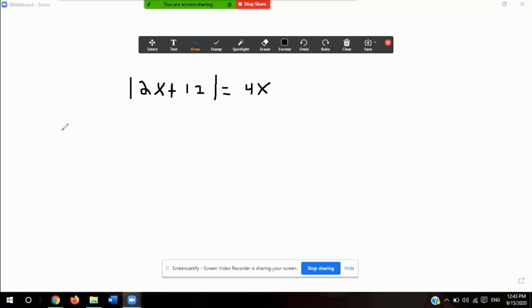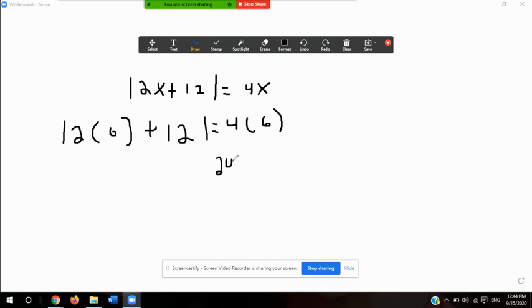So we're going to solve our equations, and we're going to say the absolute value of 2 times 6 plus 12 equals 4 times 6, which is 24. But let me show you what I'm doing. So all this is going to equal 24. So 4 times 6 is 24. And of course, 2 times 6 is 12. Remember, this is the absolute value of 2 times 6, and 2 times 6 is 12.